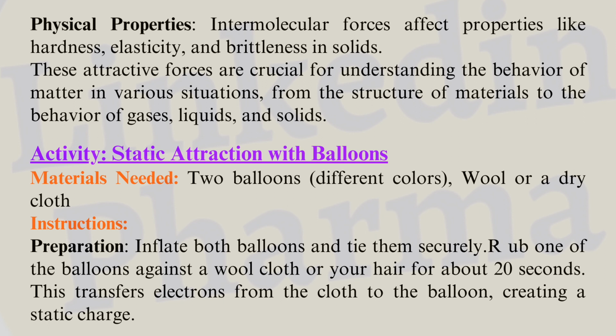Activity. Static attraction with balloons. Materials needed. 2 balloons, different colors. Wool or a dry cloth. Instructions. 1. Preparation. Inflate both balloons and tie them securely. Rub one of the balloons against a wool cloth or your hair for about 20 seconds. This transfers electrons from the cloth to the balloon, creating a static charge.